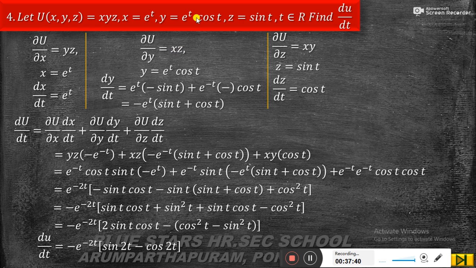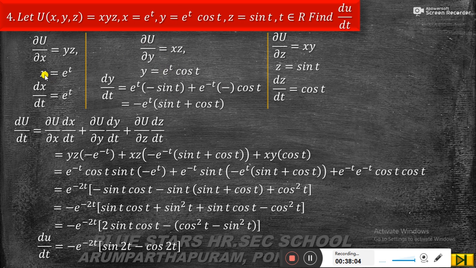Next, y equals e^t cos t. Now we calculate dy/dt, so we differentiate with respect to t. On the right-hand side there are two functions, so I apply the product rule. So e^t into the derivative of cos t, which is minus sin t, plus e^t into cos t.